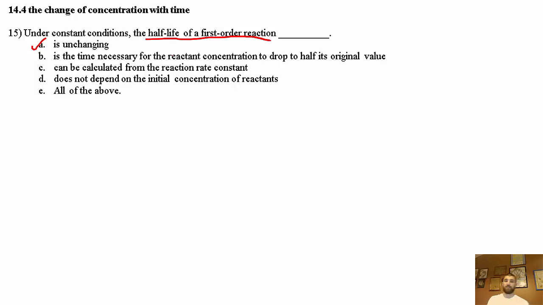Is the time necessary for the reactant concentration to drop to half of its original value? Absolutely, that is the definition. Can be calculated from the reaction rate constant. It sure can. Does not depend on the initial concentration of the reactants. That is also true. So we got E, all of the above.